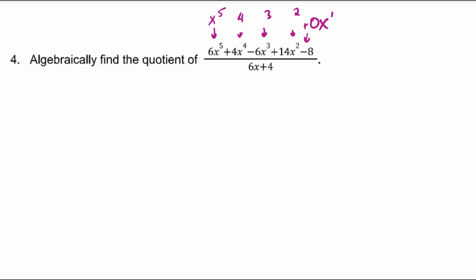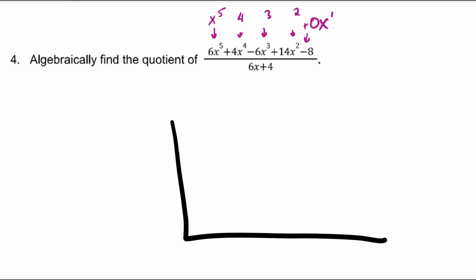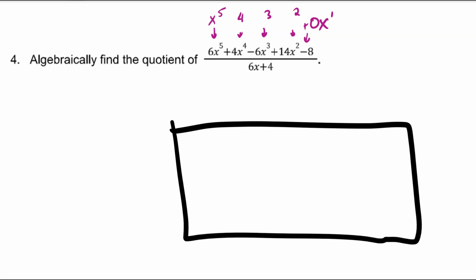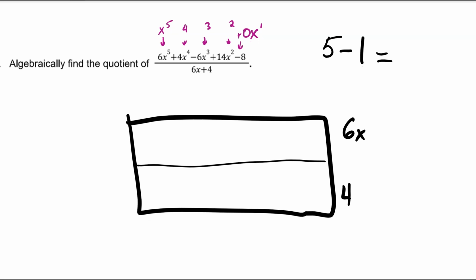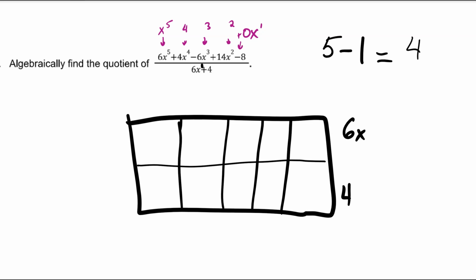You can set up the boxes the same way by knowing that I'm going to have two rows, one with 6x and one with 4. And then I'm dividing a degree 5 polynomial by a degree 1, because that's the highest exponent I see in the top and the bottom. So there should be 1, 2, 3, 4 vertical lines that I draw for my boxes here. You'll know if you did this correctly because you should have enough places for all of your terms in the numerator.